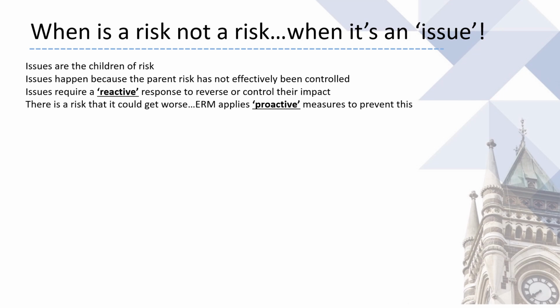There's a direct relationship between risks and issues. A risk is something that may happen in the future, and organizations seek to avoid that risk by implementing controls. An issue is the outcome of a risk that has already eventuated. So it's a risk that hasn't been managed as well as we'd like it to, and therefore a negative consequence has happened, and that's the issue. And that requires a reactive response.